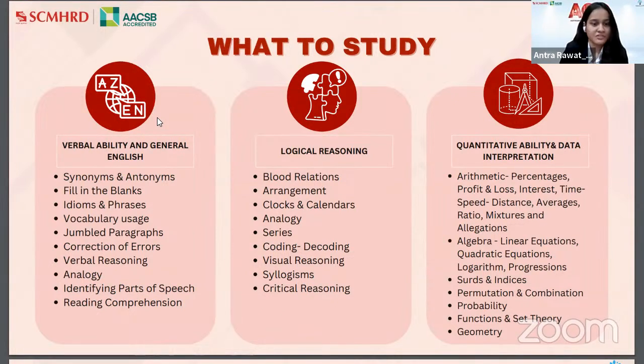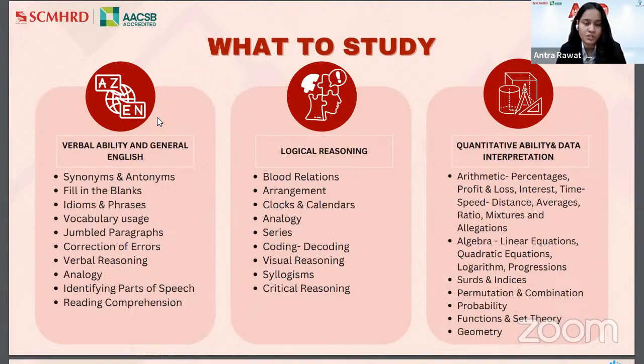Like for verbal ability, we have synonyms and antonyms, fill in the blanks, idioms, and phrases. And for logical reasoning, we have topics like blood relations, arrangement, clocks, and calendars. And for quantitative ability, we have topics like arithmetic, algebra, permutation, and combinations.